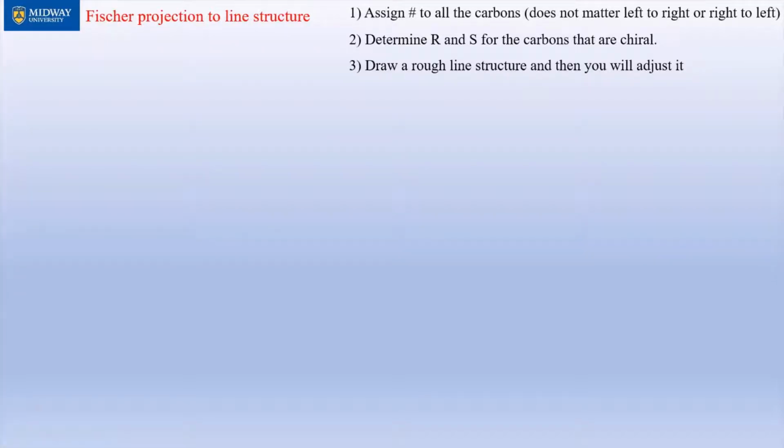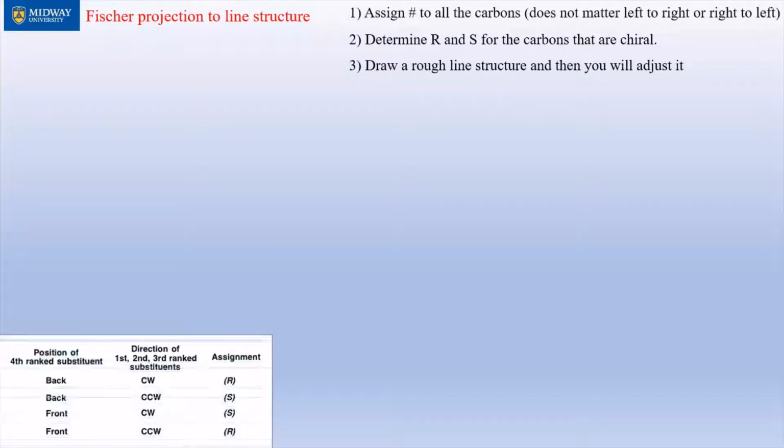And then we draw a rough line structure, and then we will adjust it to match the R and S on the Fischer projection. And like I did previously, I'm going to work one problem in this video and one more in the next video, and then we are going to leave you with a few practice problems. If you have any questions, you can bring them up in class or when you turn in your thoughts. Without further ado, let's get started.